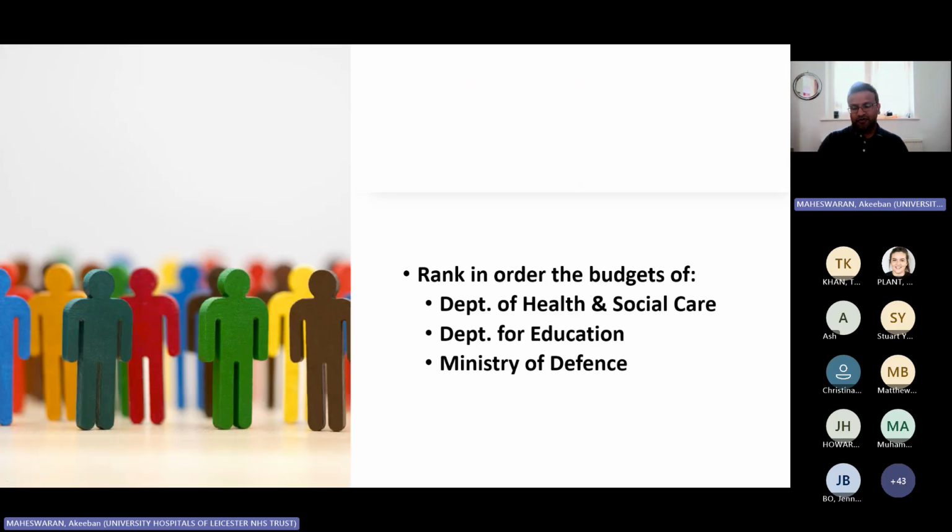So, can we rank in order the budgets of the Department of Health and Social Care, the Department of Education, and the Ministry of Defence? Just 1, 2, 3. Who's got the most? Who's got the least? So most at the top, least at the bottom.